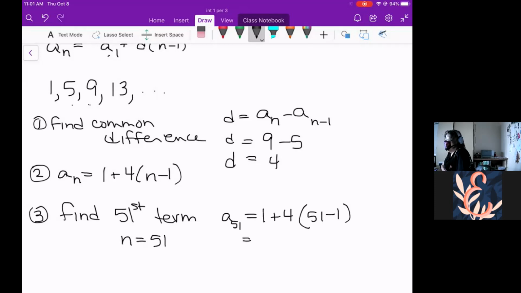Now we follow order of operations. What do we do first? 51 minus 1? It's 50. Can I still pull out my calculator now? Pull out a calculator, guys. 1 plus 4 times 50.